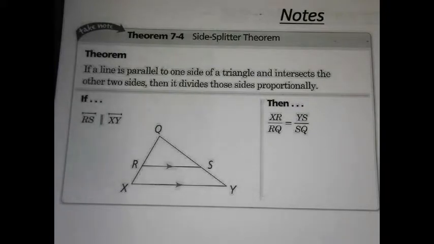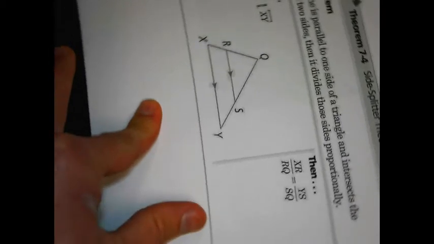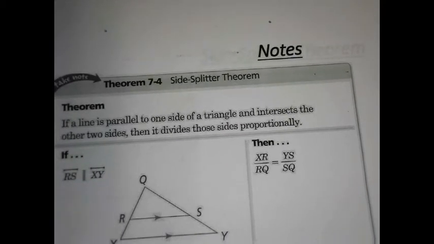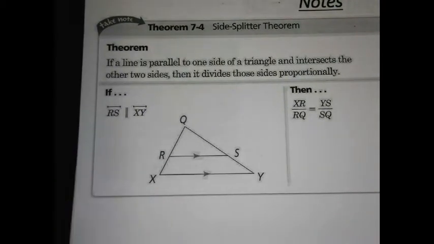But no. The side splitter theorem talks about a line parallel to a side of a triangle. And remember, it doesn't matter which side. As long as it's parallel to a third side of the triangle, what happens? It intersects the other two sides and divides the sides proportionally. Okay, so it means it divides the sides proportionally.